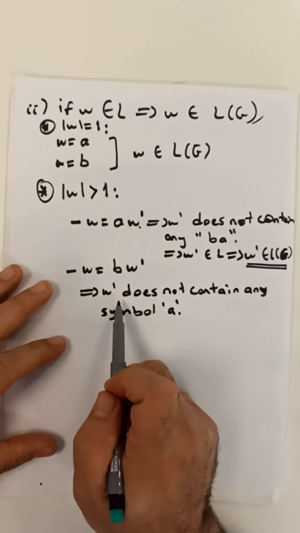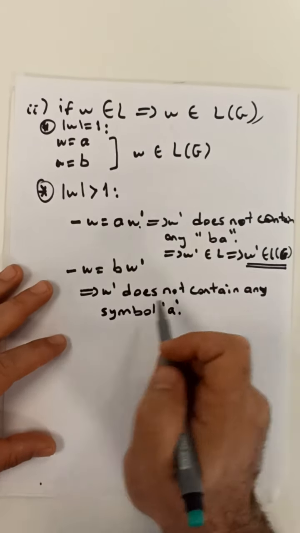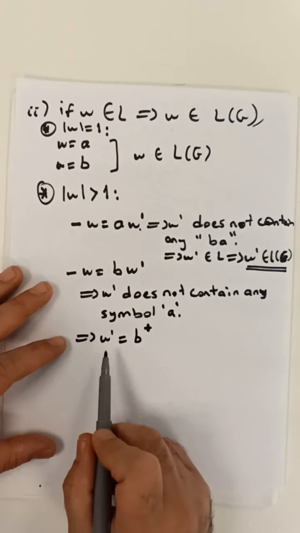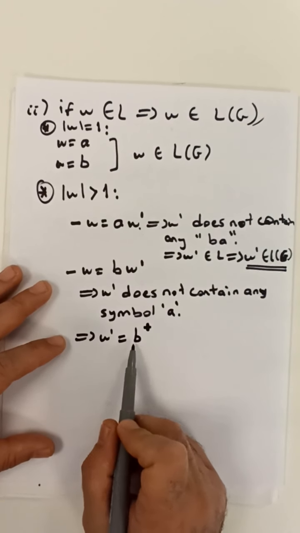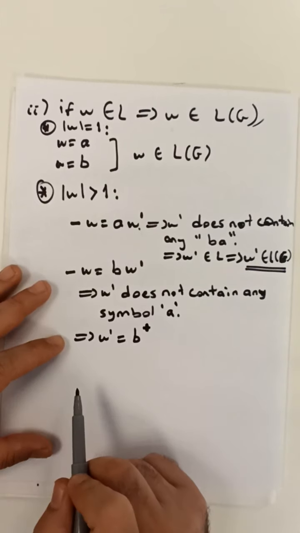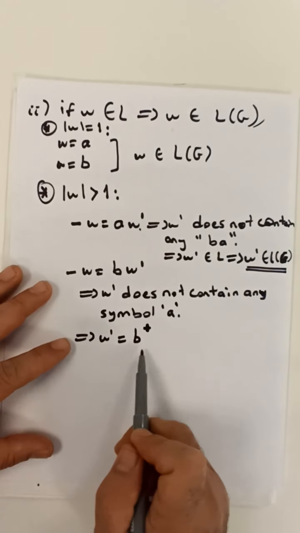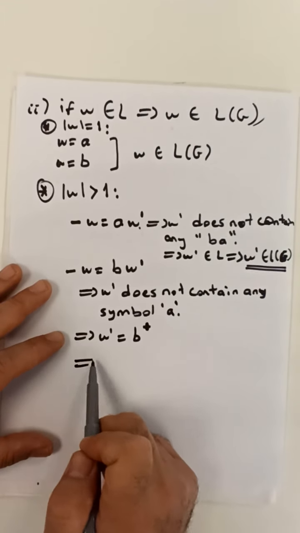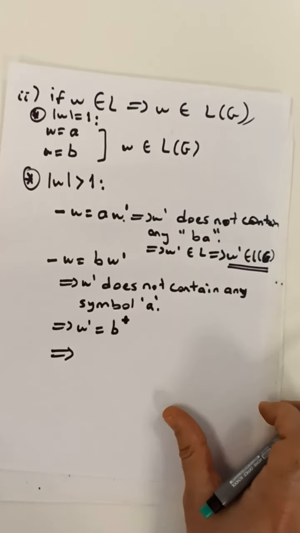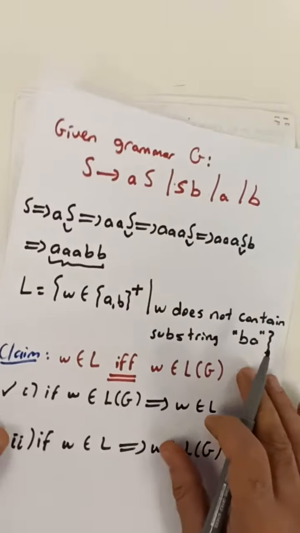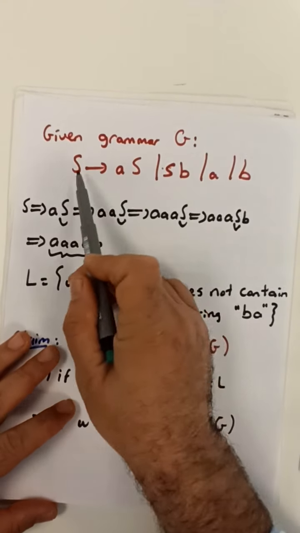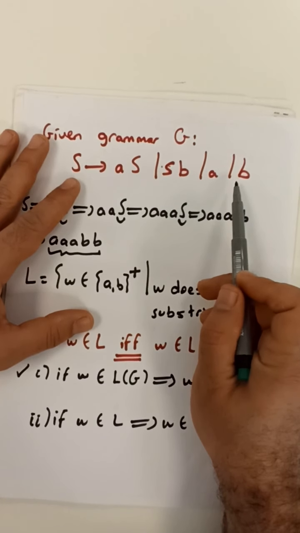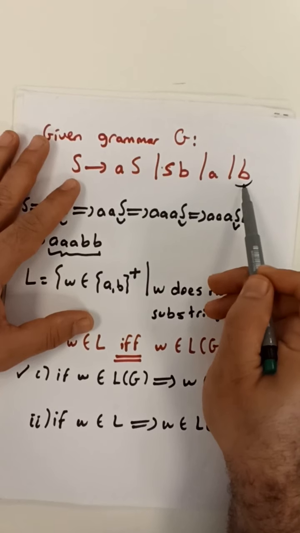Now, if W prime does not contain any symbol A, then W prime is in the following format: W prime is equal to B plus. W prime consists of a positive number of B's, at least one B. Then it's easy to see that W prime can be generated by our grammar G. So take a look at our original grammar. It should be easy to see that with this grammar, we can generate strings that consist of any number of B's. One B is already possible.